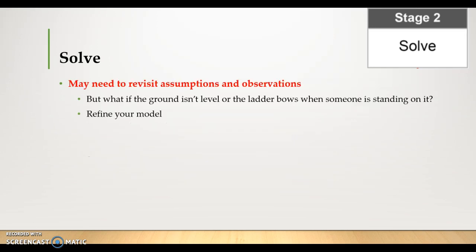So with the solve there, I might need to revisit the assumptions and observations. So what happens if the ground isn't level? Or what happens if, as people get on that ladder, it actually flexes and bends? Obviously, if it's not in a straight line, my ladder might need to be a little bit longer. So I might need to refine my model.